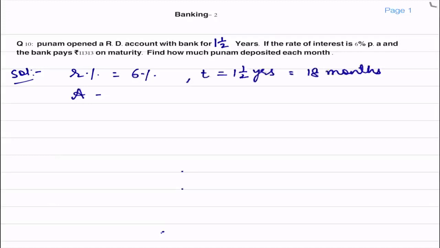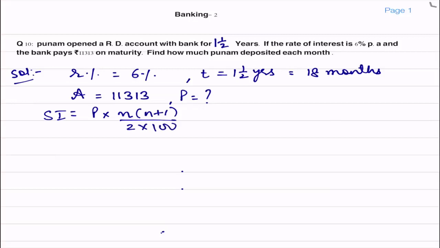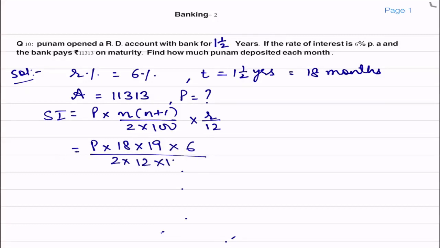So first we will again take the formula of simple interest, that is P into n into (n plus 1) upon 2 into 100 into r upon 12. So substitute the values. Principal is missing. n means number of months, that is 18 into 19 into rate of interest is 6 upon 2 into 12 into 100. After solving this, we will see the simple interest is 171P upon 200.